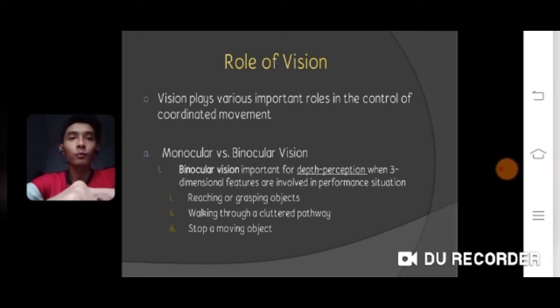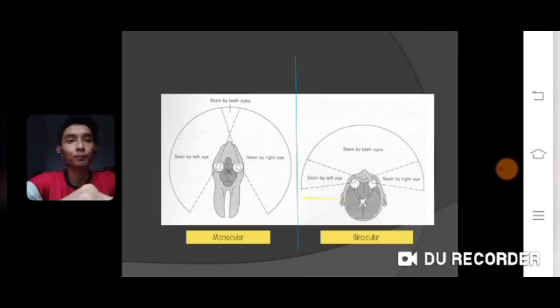Vision plays various important roles in the control of coordinated movement. The first one is monocular versus binocular vision. Binocular vision is important for depth perception when three-dimensional features are involved in performance situations, such as reaching or grasping objects, walking through a cluttered pathway, or stopping a moving object. This is the difference between monocular and binocular.